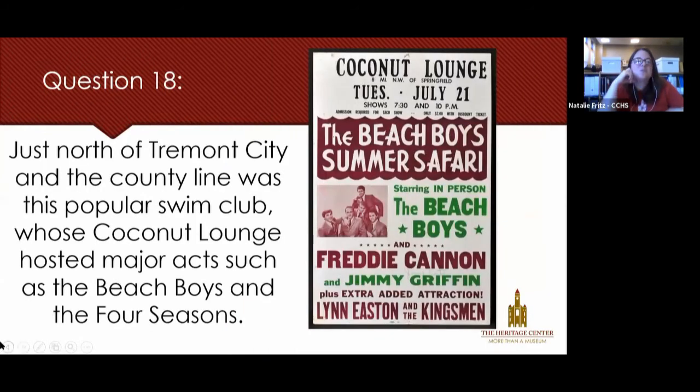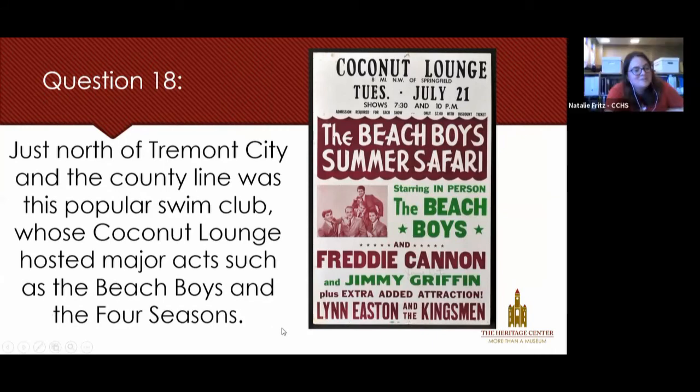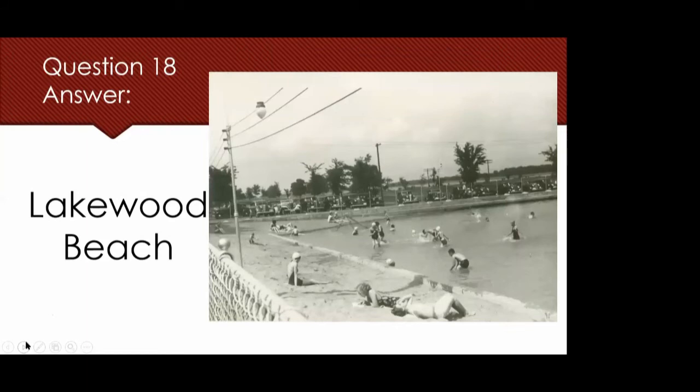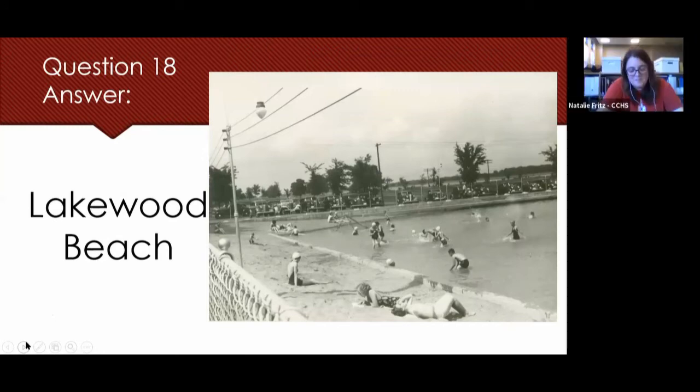Okay, 18. North of Tremont City in the county line was this popular swim club whose Coconut Lounge hosted major acts such as the Beach Boys. Lake. No. Lakewood. Oh, yeah. Well, this is Lakewood Beach. So this picture is from 1939. I think I'd heard that it changed later. This is when it was still.